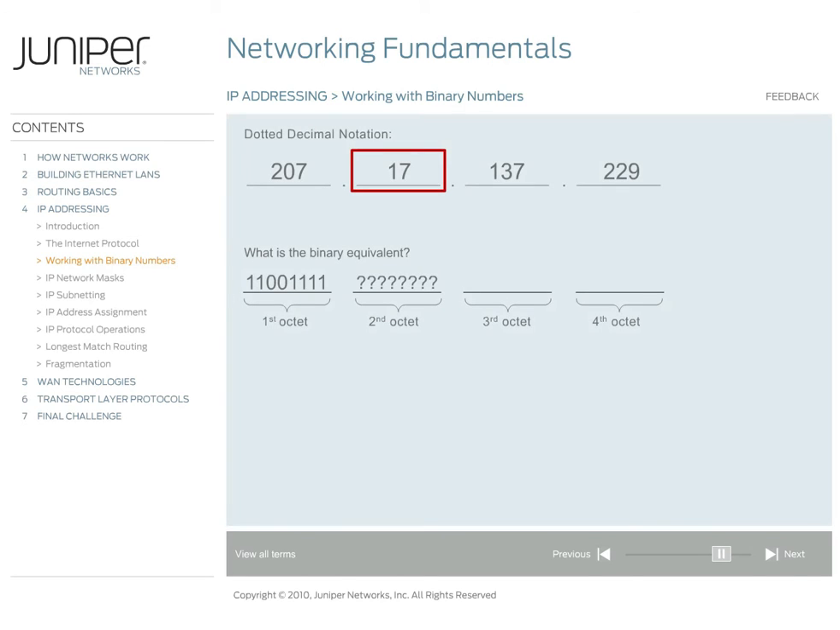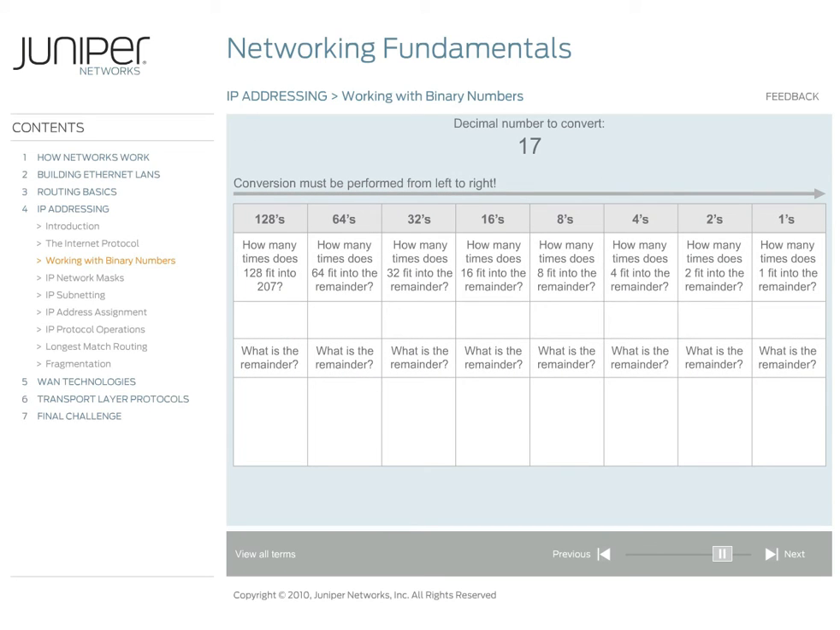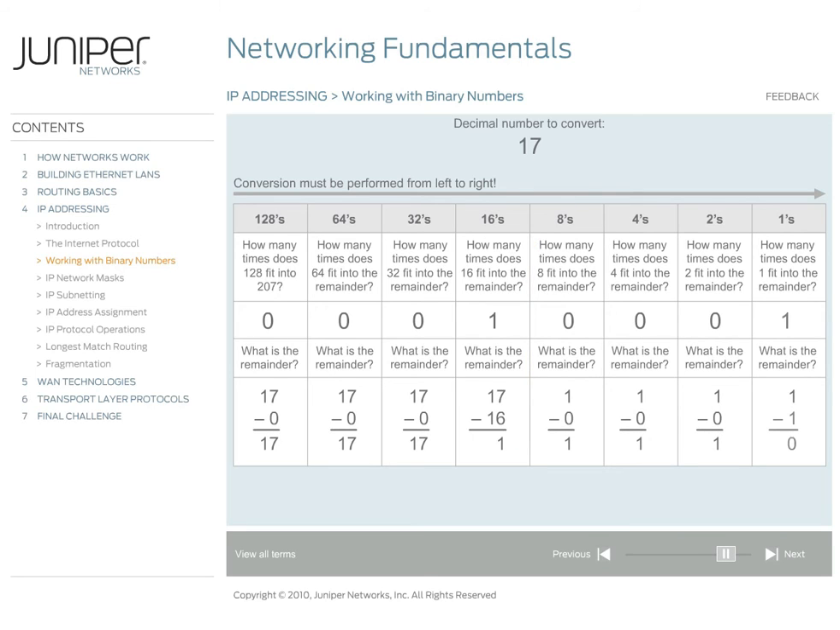Now let's convert the second octet, 17, into a binary number. We quickly determine that 128, 64, and 32 do not fit into 17, so we set each bit to 0. Moving on to the next column, 16 does fit into 17, so we set the 16-bit to a 1. Because we have a remainder of 1, the 8, 4, and 2 bits are set to 0, and the 1 bit is set to 1.